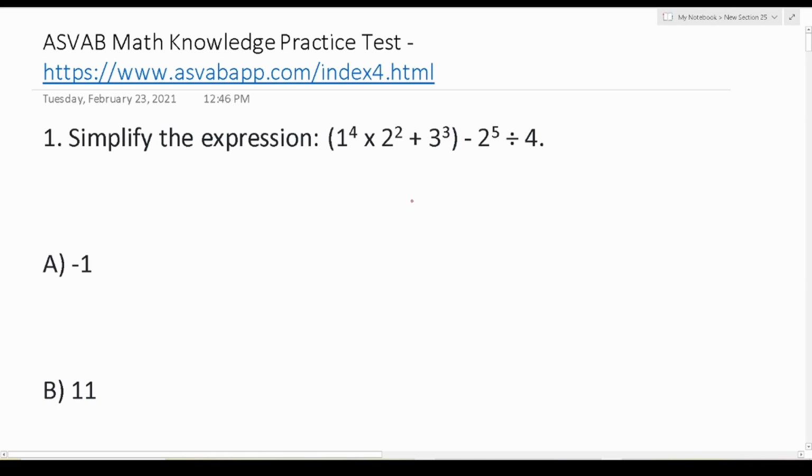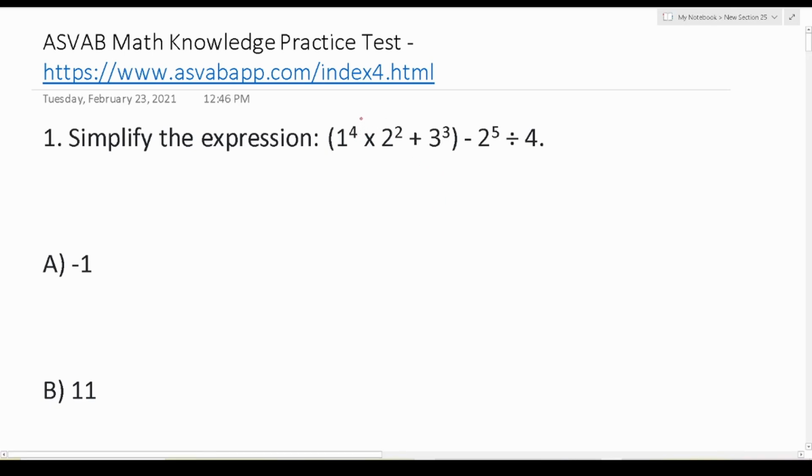All right, so this first question says, simplify the expression. We have 1 to the 4th times 2 squared plus 3 to the 3rd inside parentheses minus 2 to the 5th divided by 4. So whenever you have to simplify expressions that are all mixed up like this, you're going to make use of the order of operations.